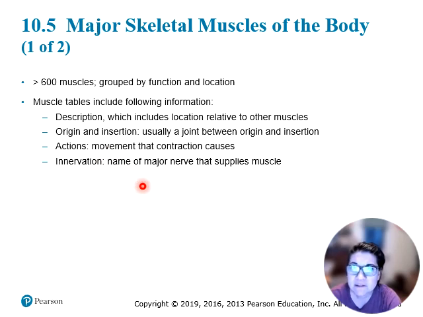Okay, so let's look at some of the major muscles. There are over 600 muscles in the body, so it's a lot. For each one, there's a whole bunch of tables you can use, but we'll look at their description and then their origin and insertion. Action is what they do, like what is the purpose of them contracting, and then innervation is what nerves are connected to them.